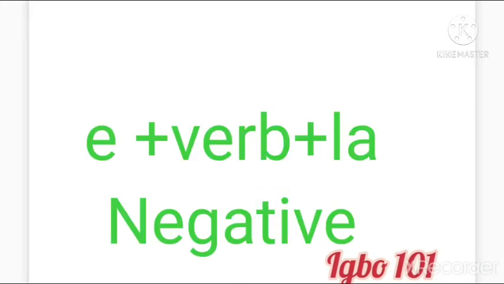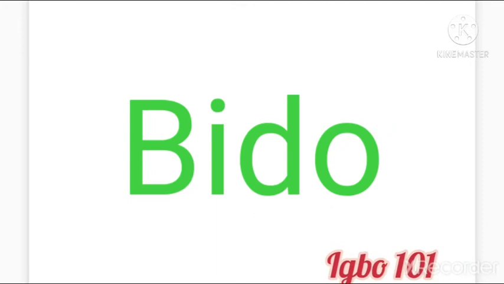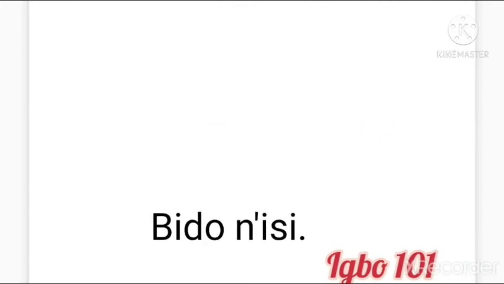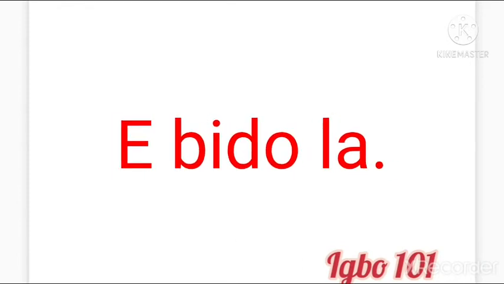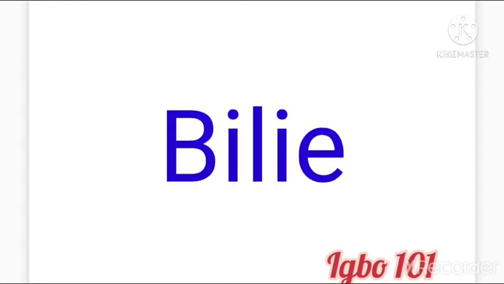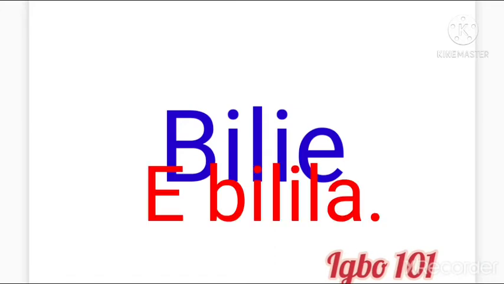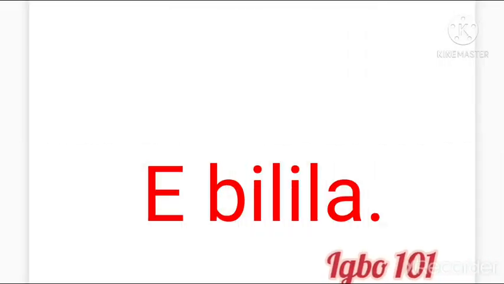The letter E is also a vowel, so it doesn't have any command, but it also combines with the verb to give you negative. Now watch out, the E plus the verb plus la will give you also negative command. So we're going to start with the letter B again. We have bido, ebidola. Bido nisi, start from the beginning. Ebidola nisi. Bilie, get up. With the e plus la, ebilila, don't get up.